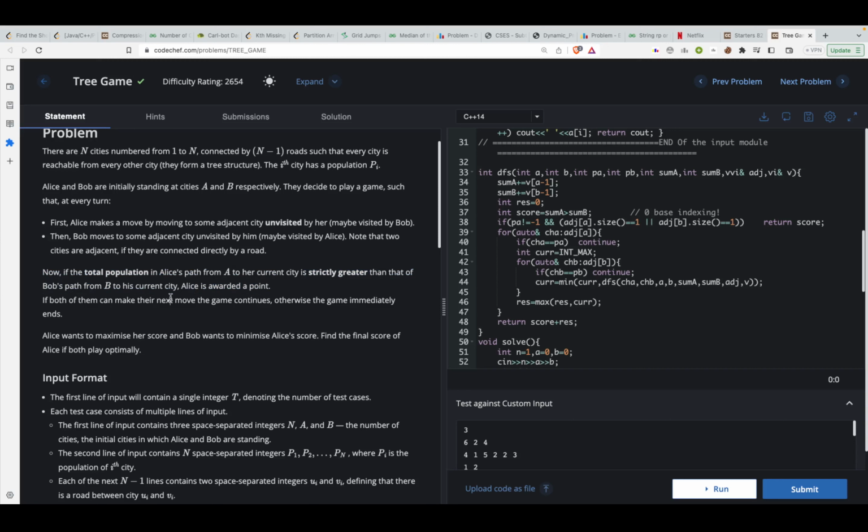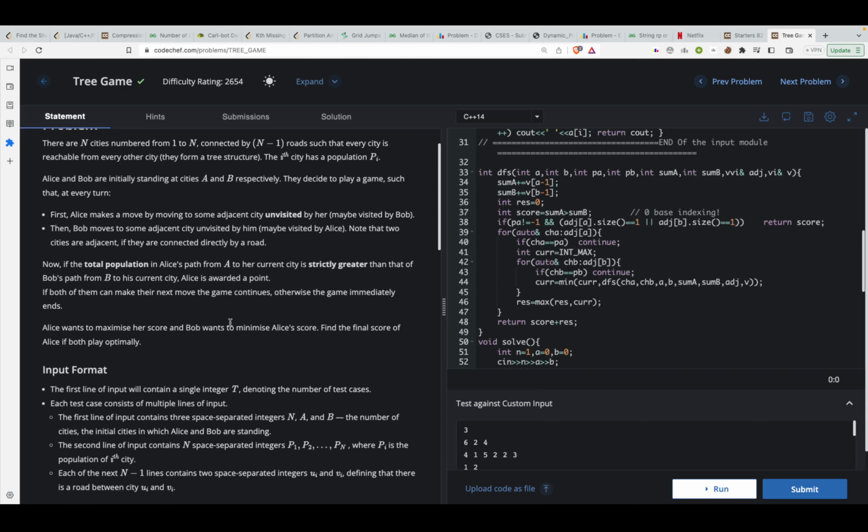And as soon as the case happens that either of these players is unable to make another move, right? So they won't be able to make another move whenever both of them have no adjacent unvisited cities left. Whenever that happens, the game immediately ends. Now Alice and Bob both play optimally. You have to tell what is the maximum score Alice can achieve.